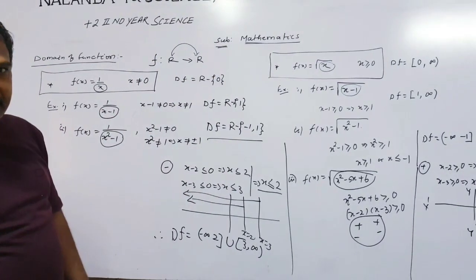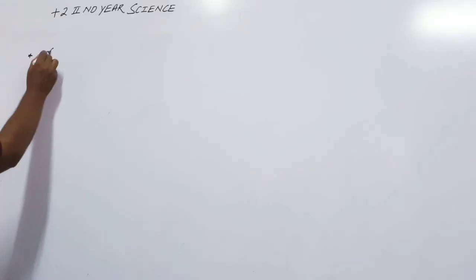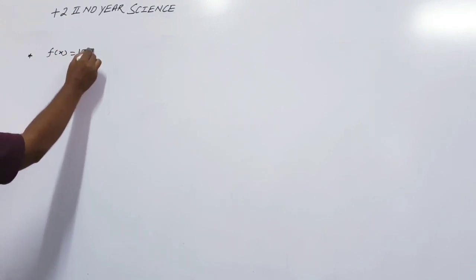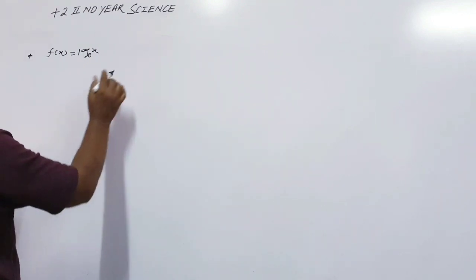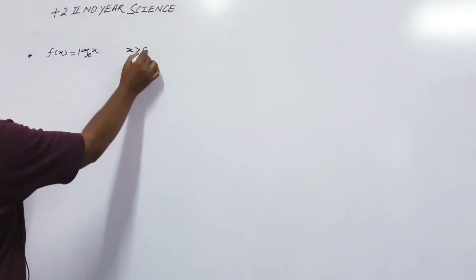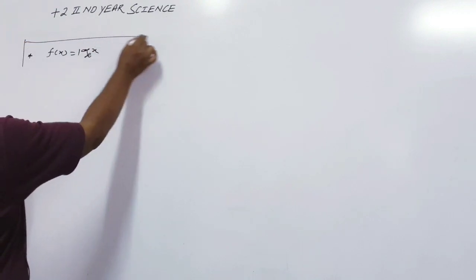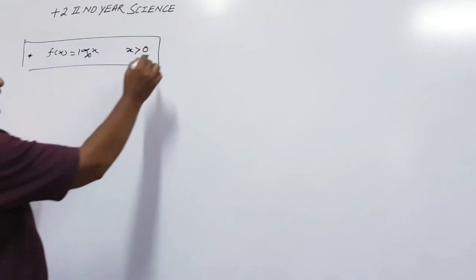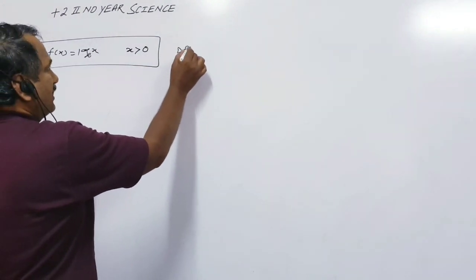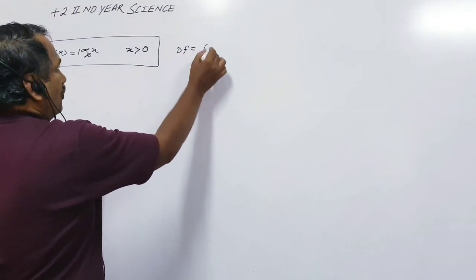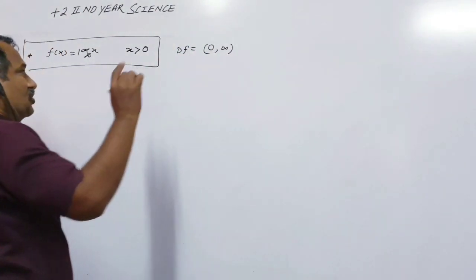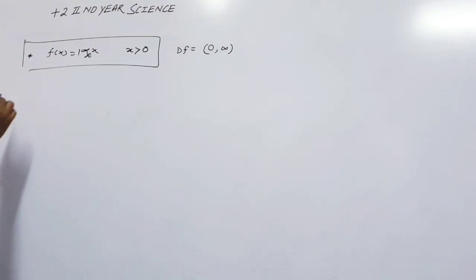Okay, now case 3. Suppose f(x) = log base e of x. Now this is another function, the logarithmic function, where x must be greater than 0. This is our logic. When x = 0, log 0 is not defined. Now the domain of the function is x > 0. This is an open interval, not greater than or equal to. If it were greater than or equal to, it would be a closed interval.